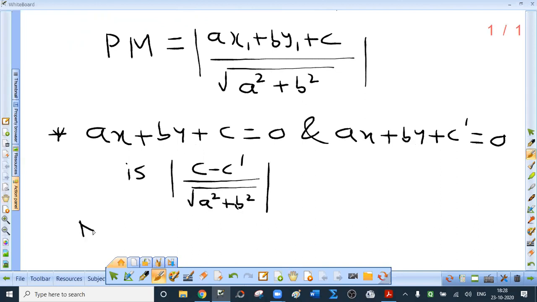Okay. After that, write down note. Note: coefficient of x is the same in both the equations, and so is coefficient of y.